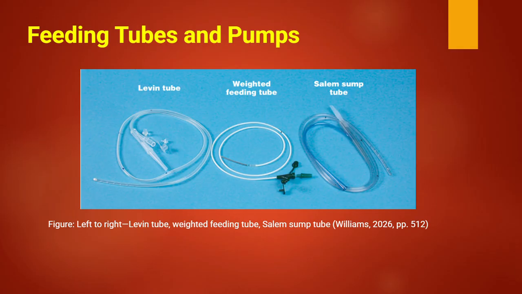The Salem sump tube is a double lumen tube with one channel for suction and the other acting as an air vent, which prevents the stomach lining from adhering to the tube during suction. This makes it safer for continuous suction and decompression. You'll most often see the Salem sump in patients with bowel obstructions, after surgery, or in critically ill patients who need their stomach decompressed.